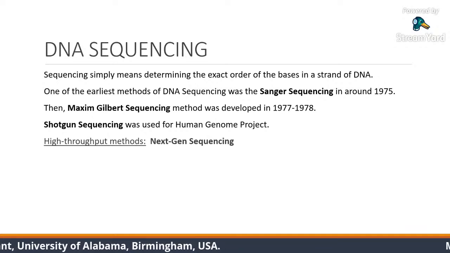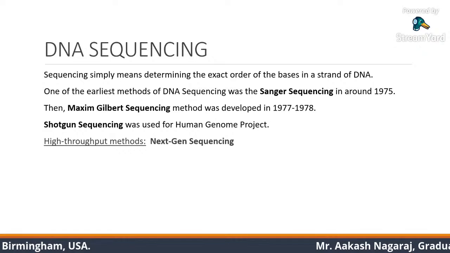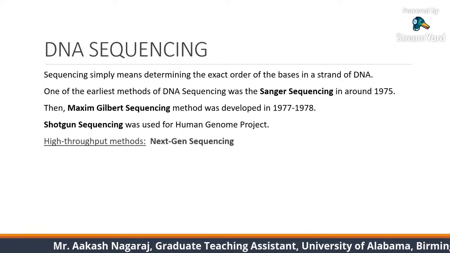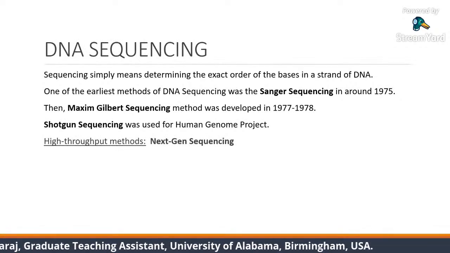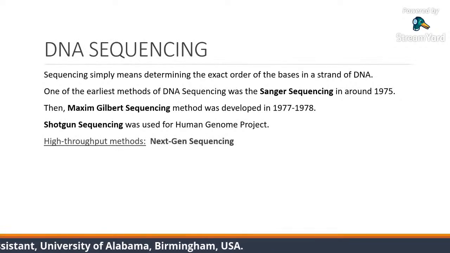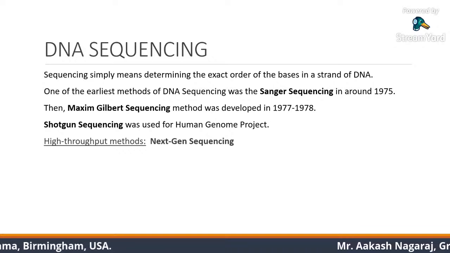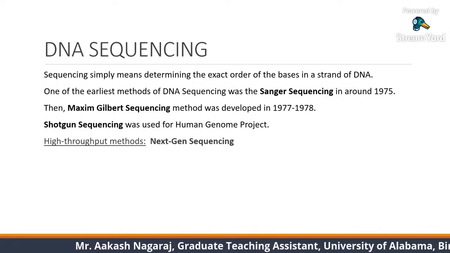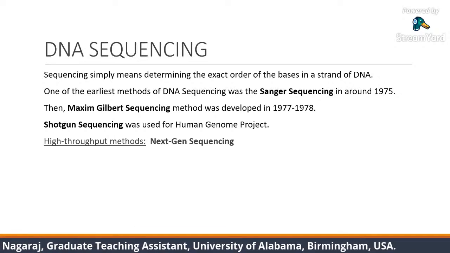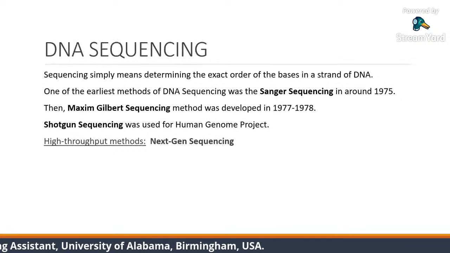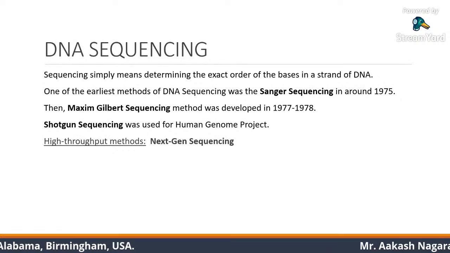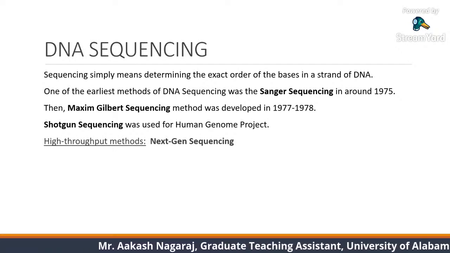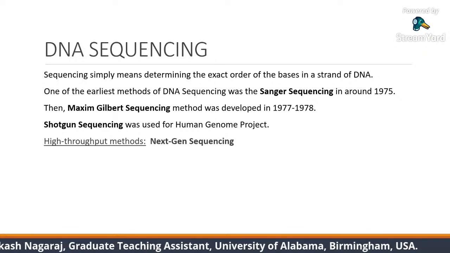This is a little bit about DNA sequencing. DNA sequencing means finding out the exact order of bases in a strand of DNA. One of the first good methods was Sanger sequencing, developed around 1975. Then a better variant was produced, known as Maxam-Gilbert sequencing, around 1977-1978.